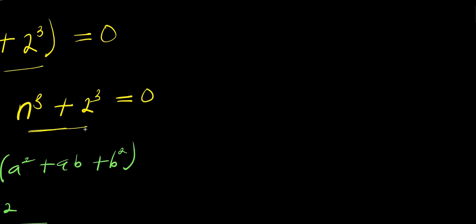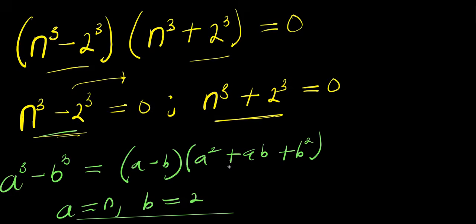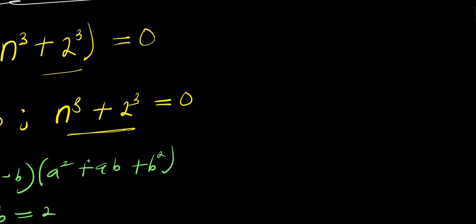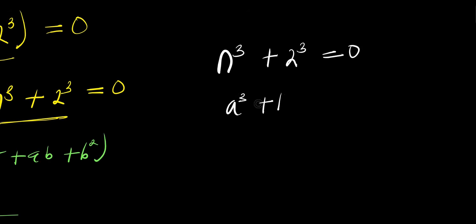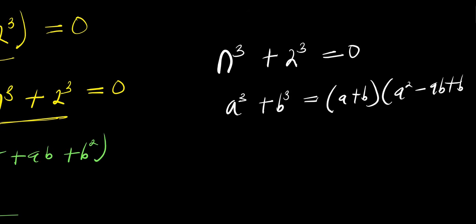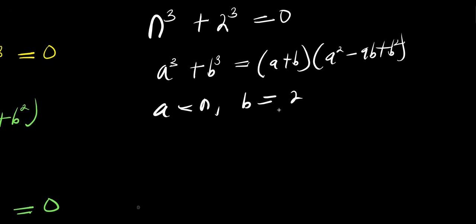This time around we have n power 3 plus 2 power 3 equals 0. You have a power 3 plus b power 3. This equals a plus b times a squared minus ab plus b power 2. And right now, my a is n and my b is 2. So let's input it right here.